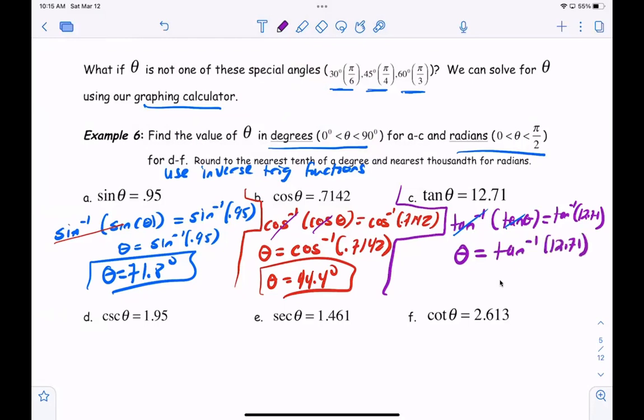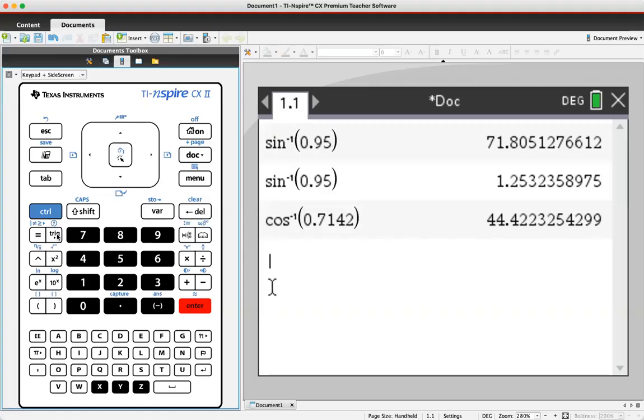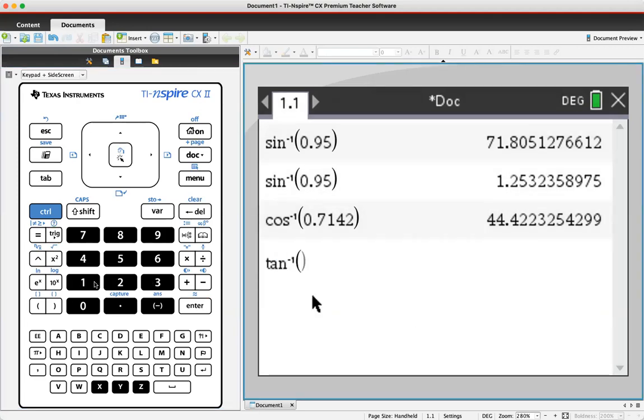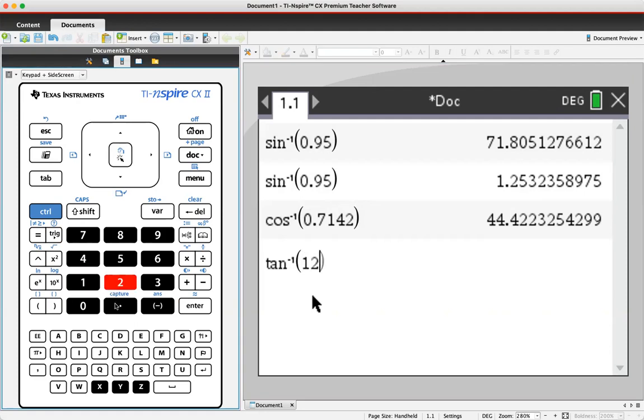12.71. Let's go back to the calculator and find out what that value is. So we're going to hit the trig button, choose tangent inverse, type in the ratio that we're given, 12.71. We're still in degree mode, hit enter, and that tells us that the angle whose tangent is 12.71 is 85.5.